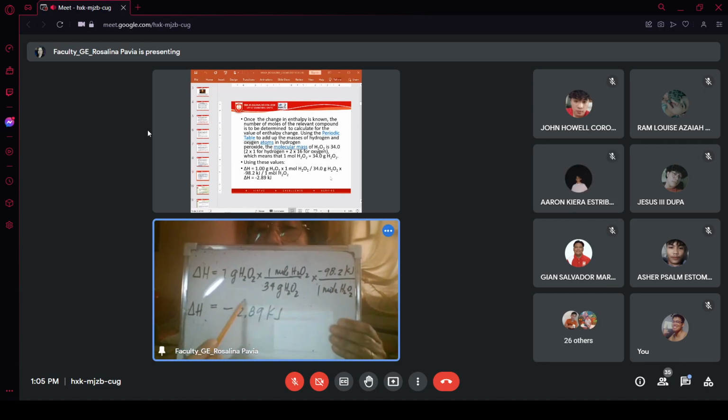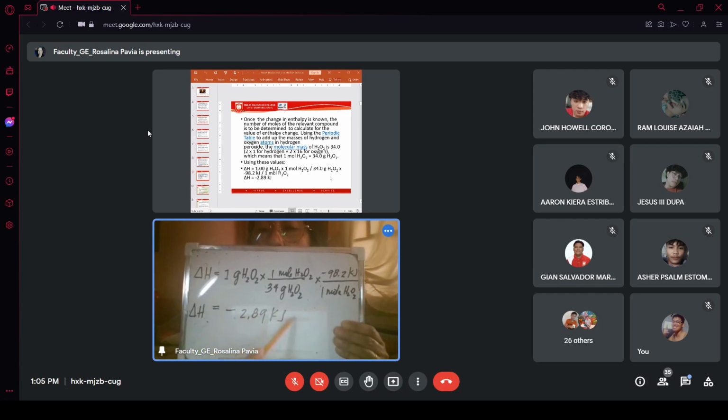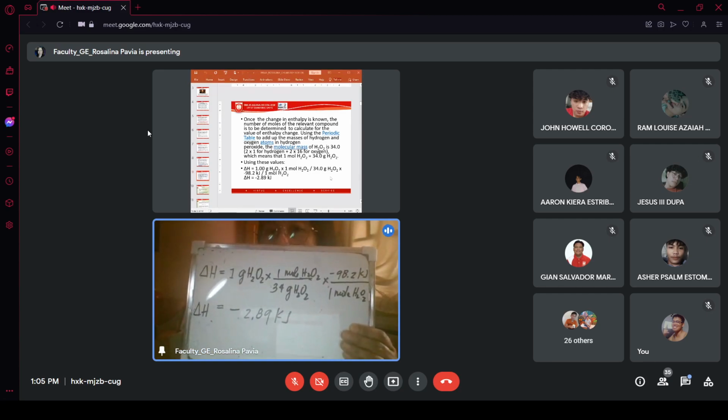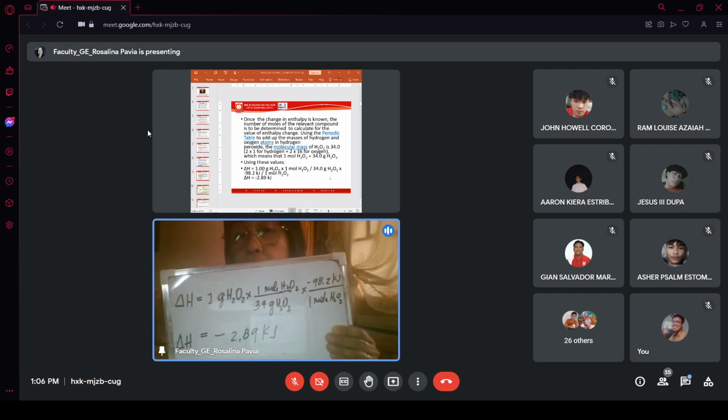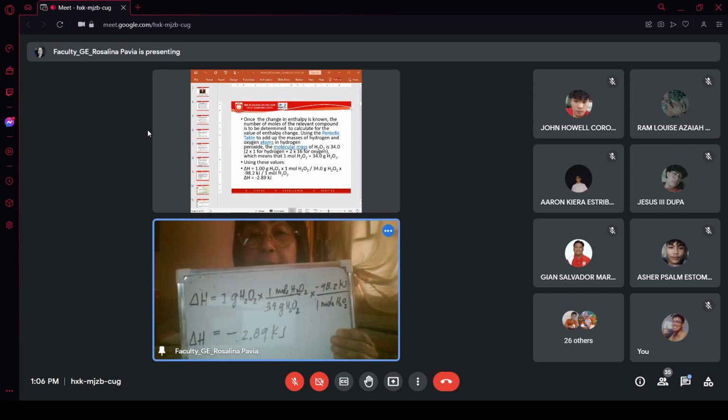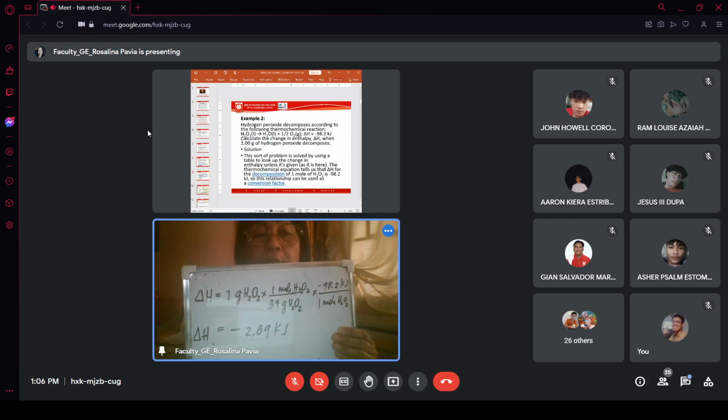So, ito na siya. Negative 2.89 kilojoule ang sagot ninyo. O, naintindihan? Dimensional analysis yan, ha? Hindi tayo gumamit ng formula. Tinatanong lang kasi yung delta H ng 1 gram of H2O2 na mag-decompose into what? Sa reaction natin kanina. Ayan, no? H2O2 to water and oxygen gas. O, naintindihan na?